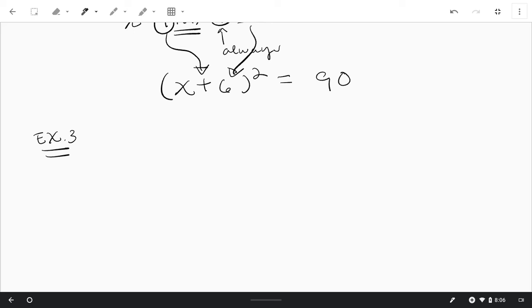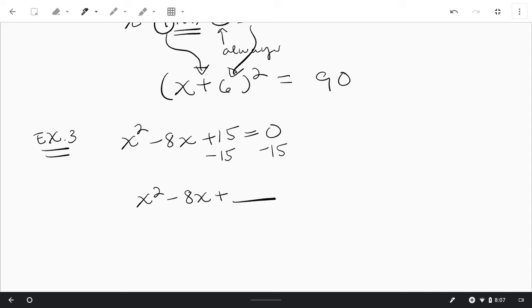Okay, let's take a look at another example. x squared minus 8x plus 15 equals 0. So here I'm going to subtract 15 on both sides. And I have x squared minus 8x plus something. And again, if you add something on the left, you have to add that same thing to the right.